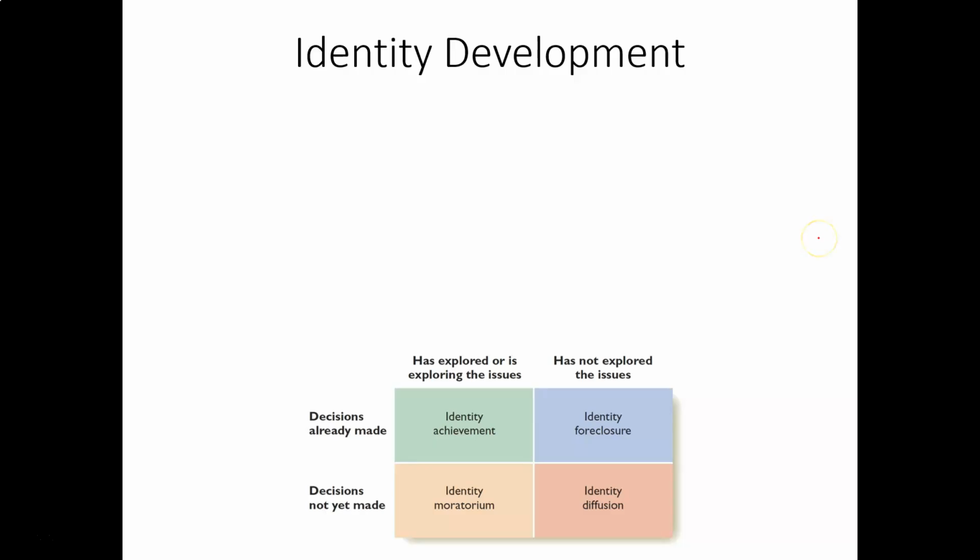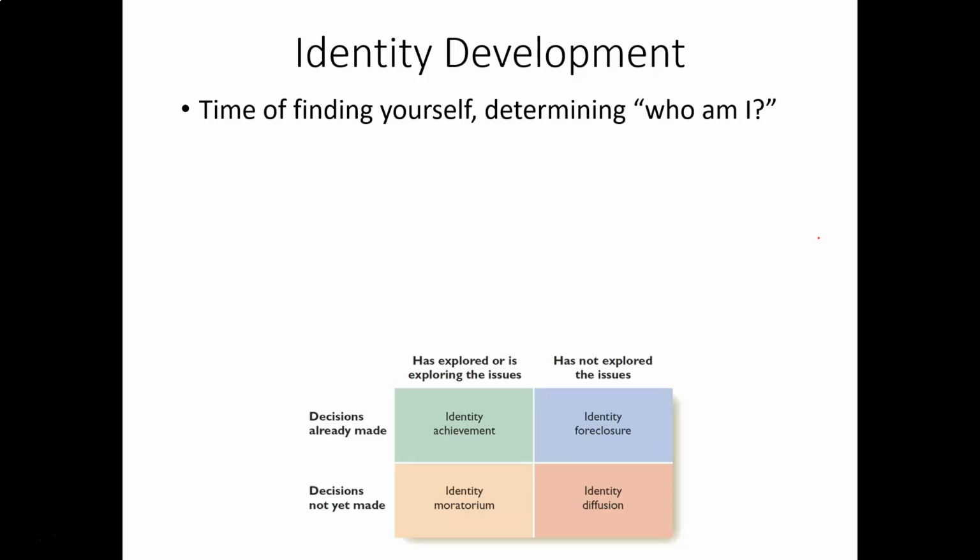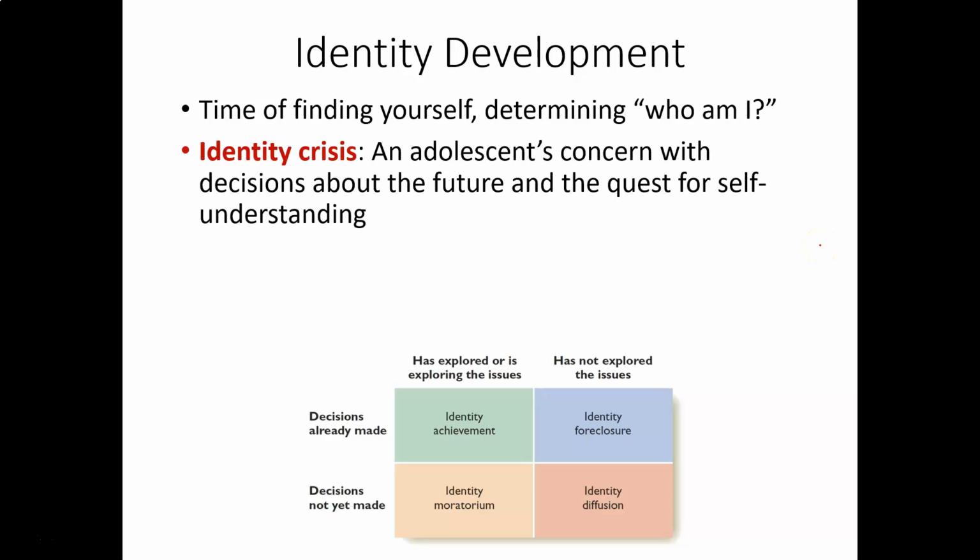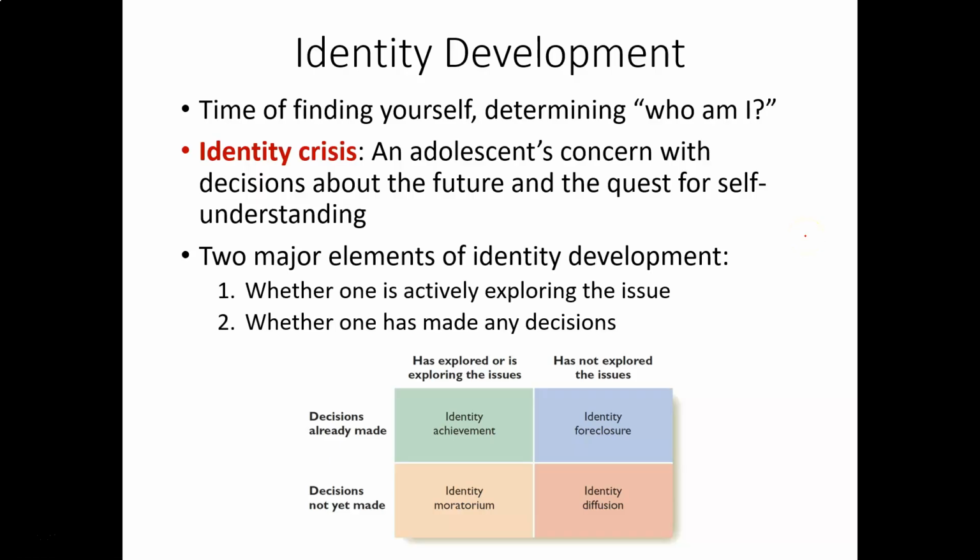They are trying to figure out the answer to the question, who am I? So adolescents find themselves in what we're calling an identity crisis. It's their concerns with decisions about the future and a quest to better understand themselves. There are two elements involved in identity development. One is whether the adolescent is actively exploring the issues and doing research about the kinds of identities that might exist. And the other one is whether they've made a decision.